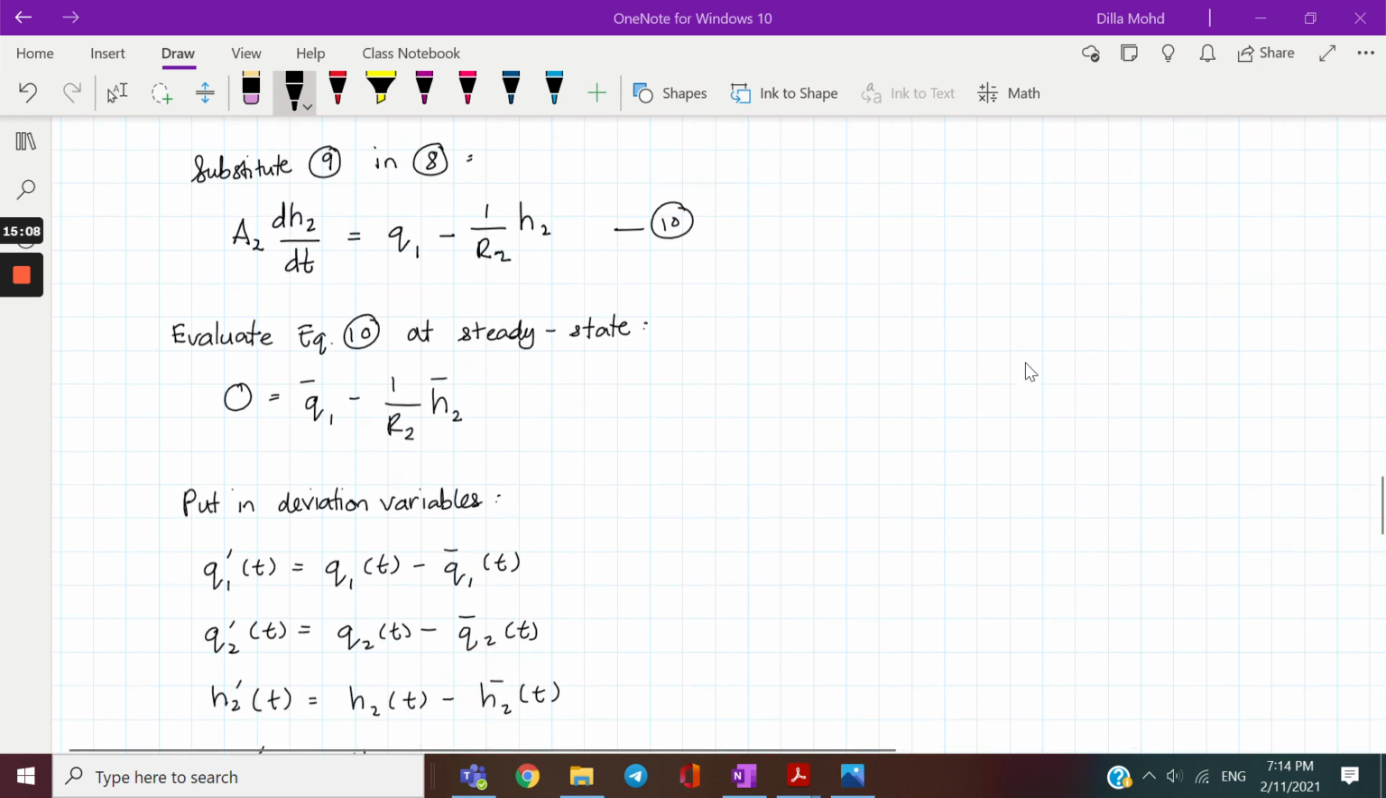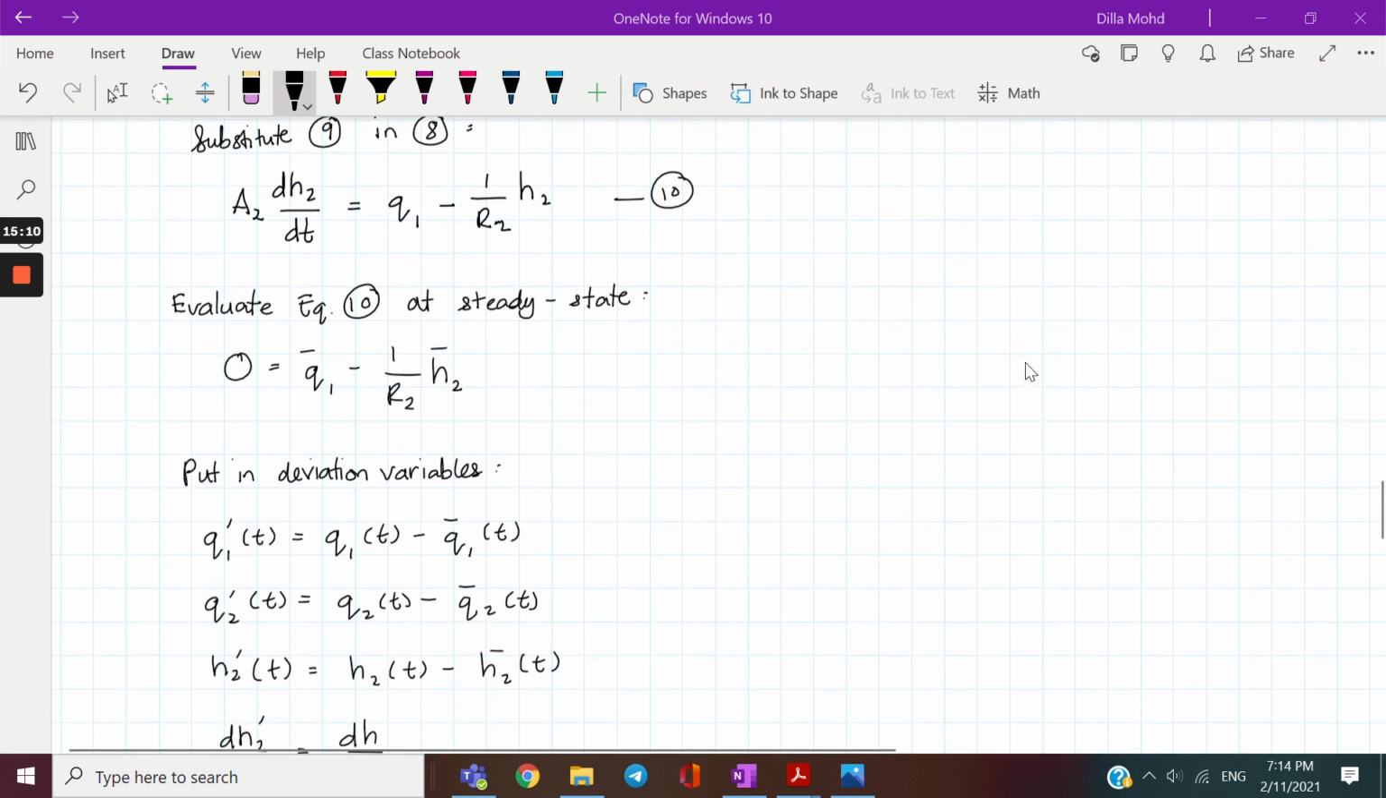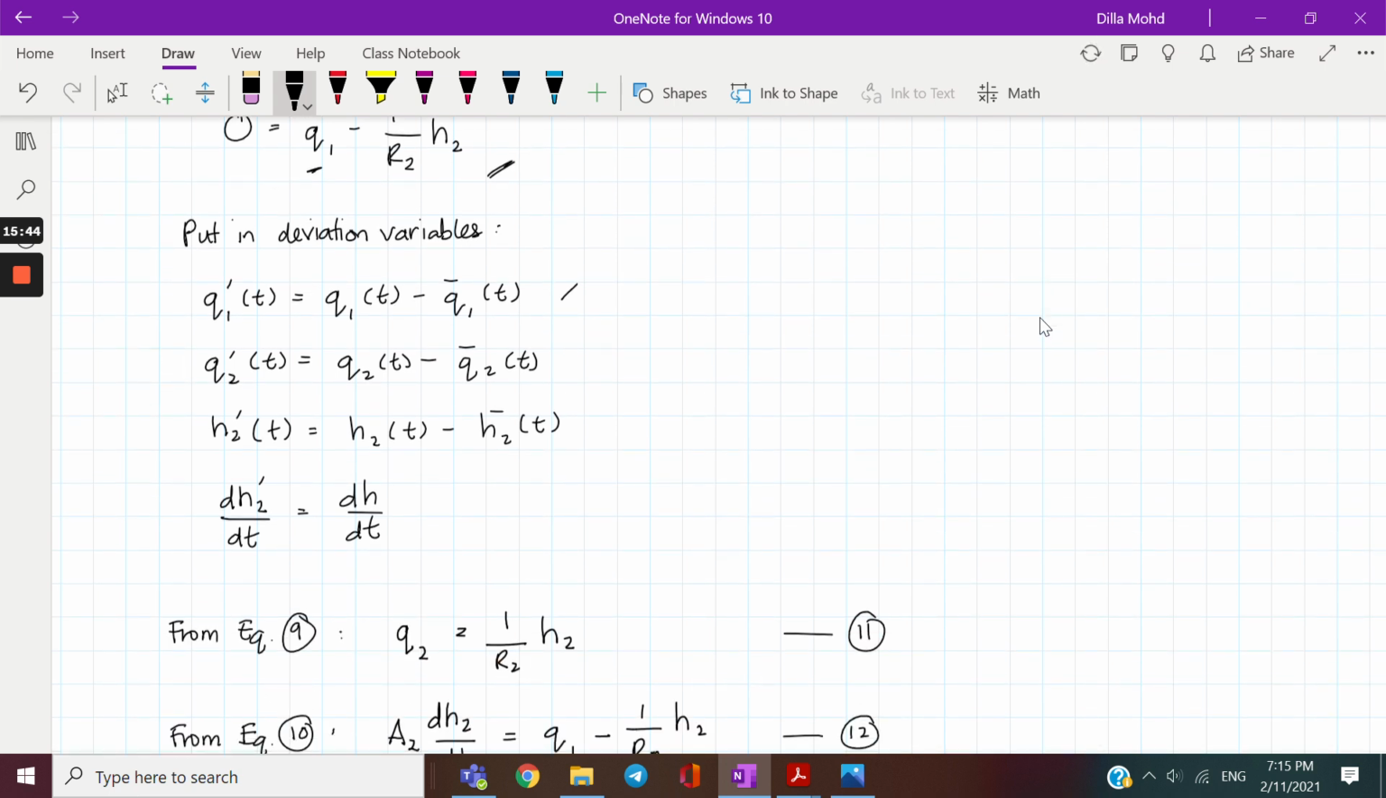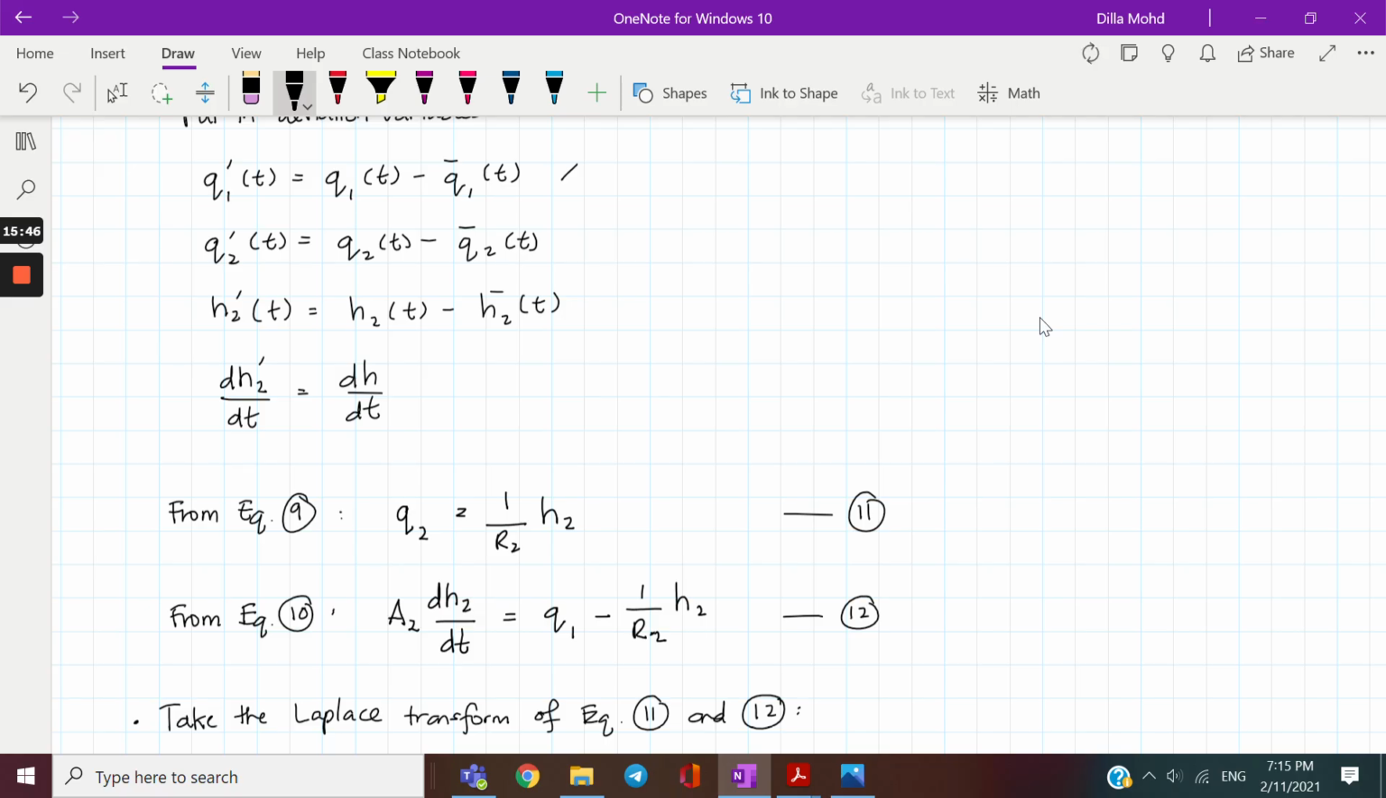And then again, you evaluate equation number 10 at steady state. So you will have this equation here, okay? And then again, you put your variables in terms of deviation variables. While you are doing tank 1, you already defined Q1 prime. It's just that I put it here again so that you don't forget, and we are still dealing with Q1 here, okay? And then you have Q2 prime, you have H2 prime, and also the derivative dH2 dt. So you put everything in terms of deviation variable.